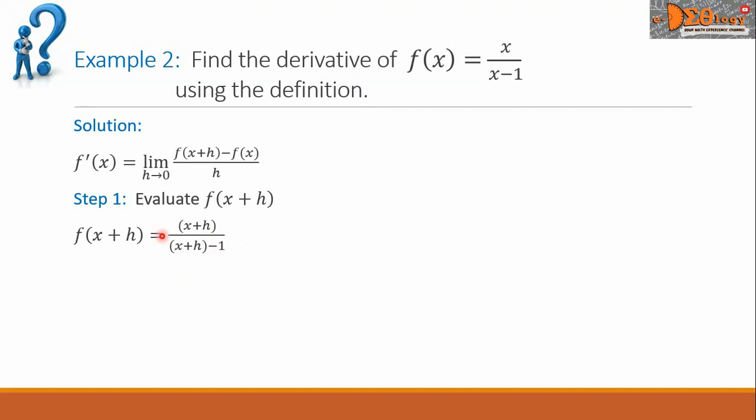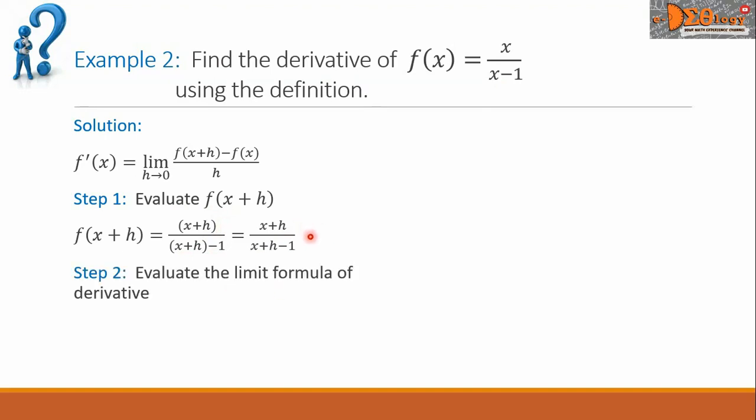We can simplify our fraction here by removing the grouping symbol. So we have now our new fraction here. For step 2, let us now evaluate the limit formula of derivative. So we write here f prime of x equals the limit of this f of x plus h and we copy this fraction in here. Minus the f of x is our given function, so we copy it in here, all over h, as h approaches 0.